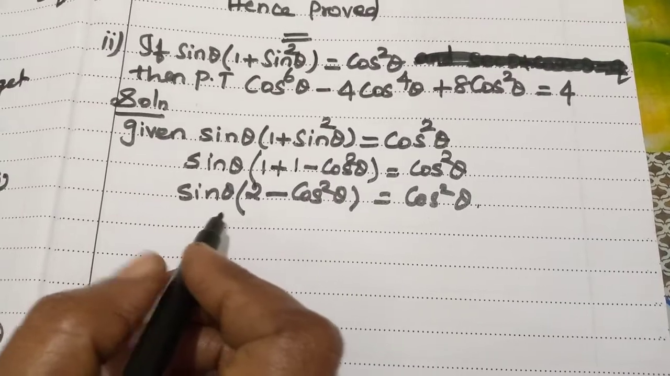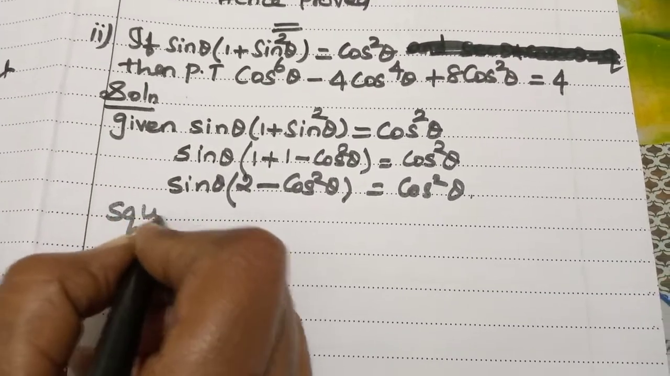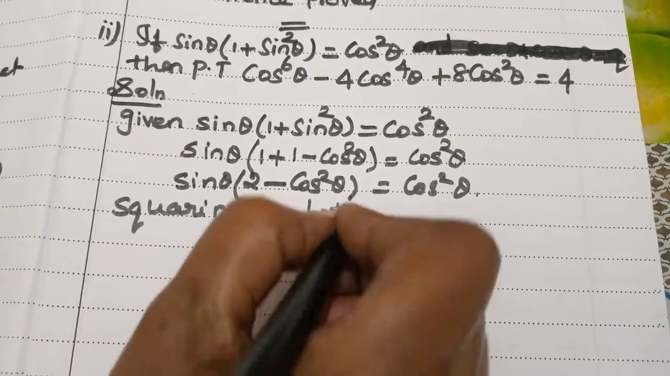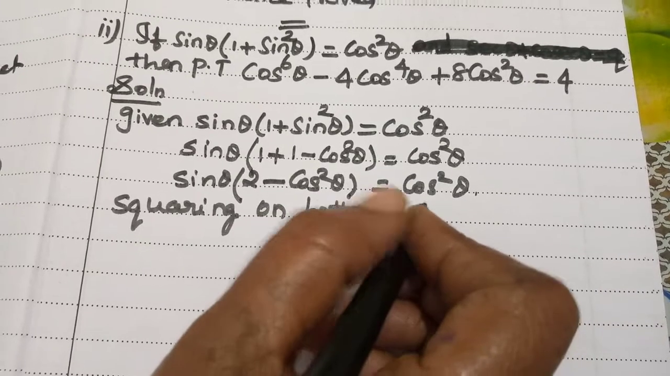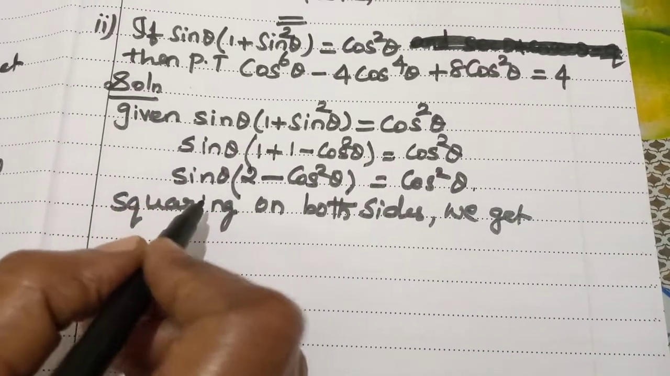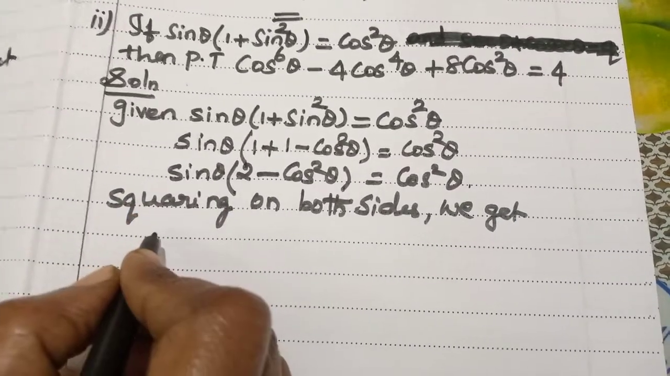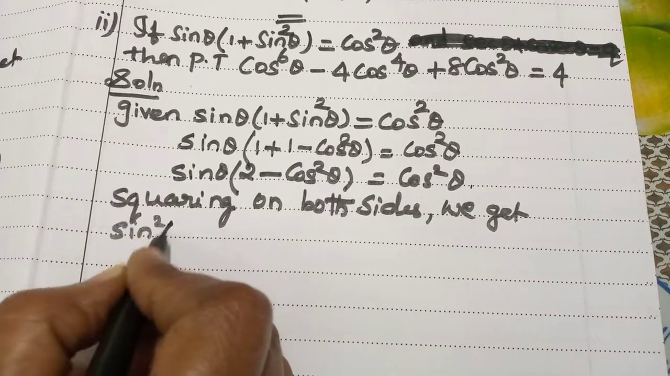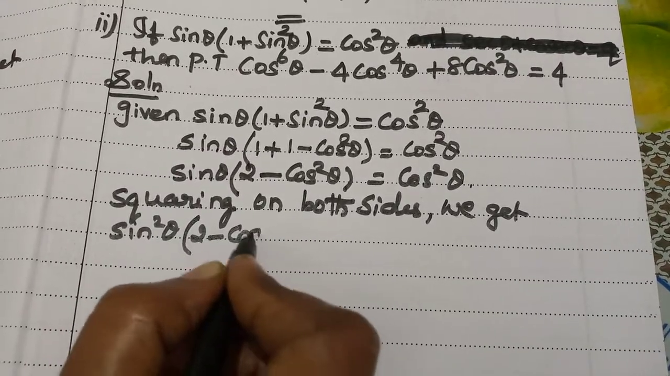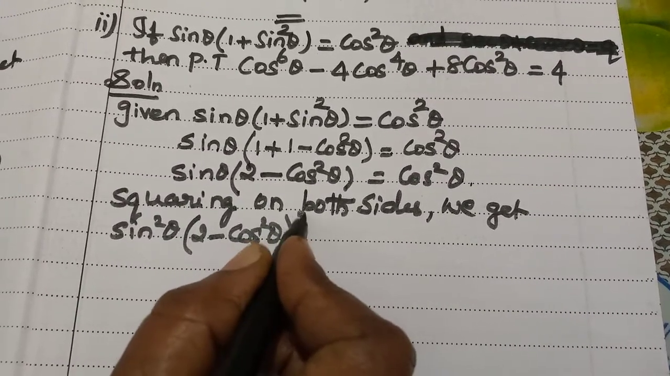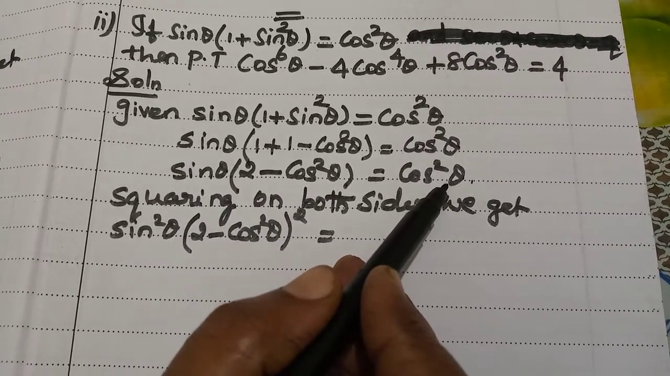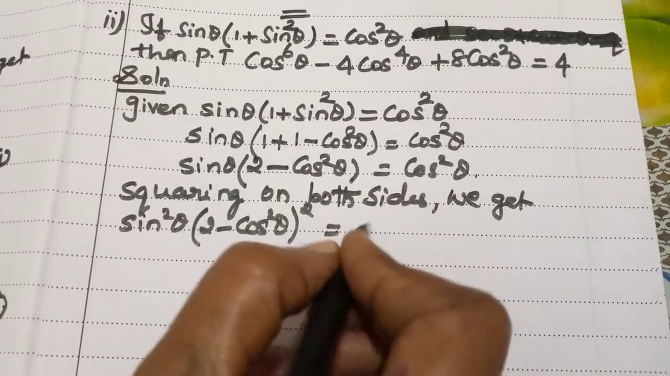Let's square on both sides. Okay, squaring on both sides, we get, what we get? Sin theta, when we are squaring, sin theta into sin theta, sin square theta. Here 2 term is there, so directly cannot write. So 2 minus cos square theta the whole square is equal to, here when we are squaring, cos square theta into cos square theta is cos power 4 theta.